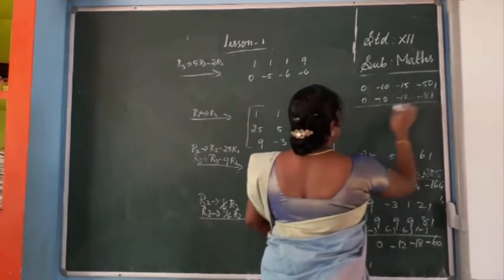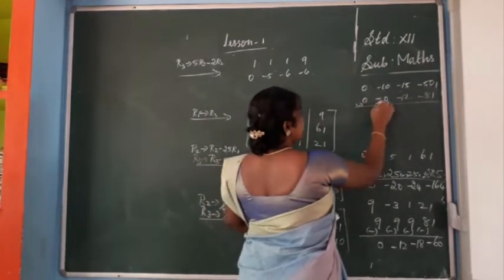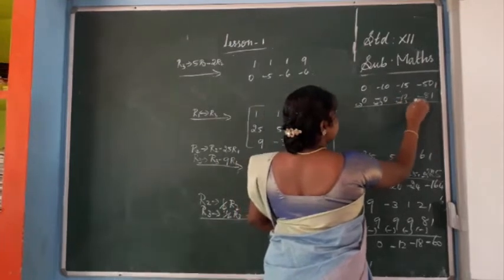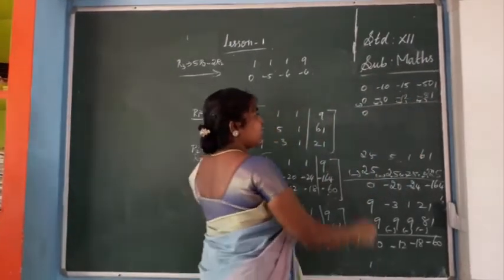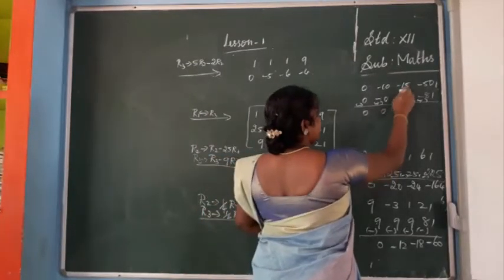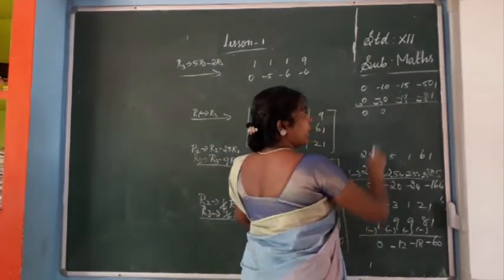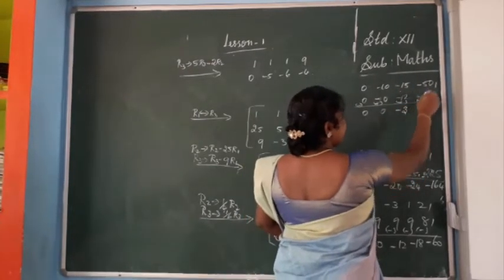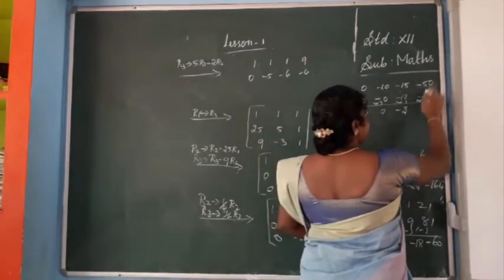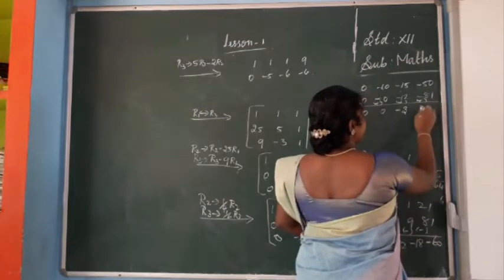Okay. Now you subtract: minus plus plus plus. Okay. 0 minus 0 is 0. Minus 10 plus 10 is 0. Minus 15 plus 12 is minus 3. Next one, minus 50 plus 82.